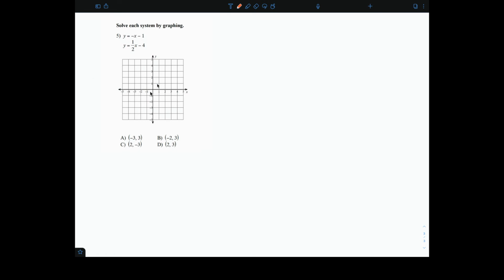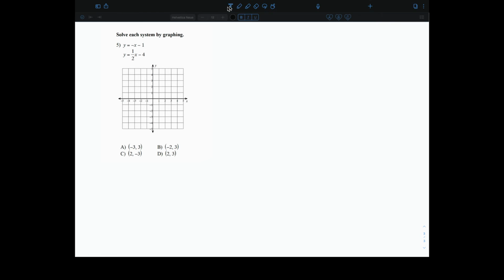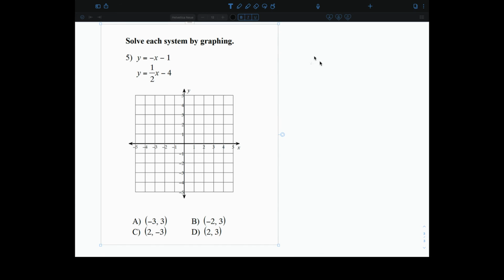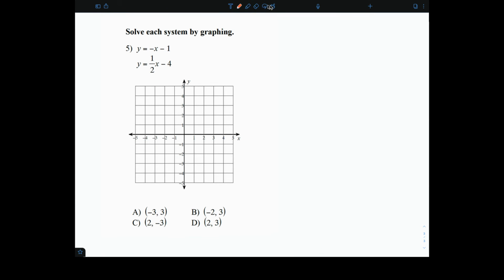All right, so let's go on to the next one. On the next one, you're asked to solve the system of equations by graphing. Now, as previously mentioned, you can solve this problem any particular way that fits your fancy. But because it says solve via graphing, let's do that. And plus, we've been talking about graphing.